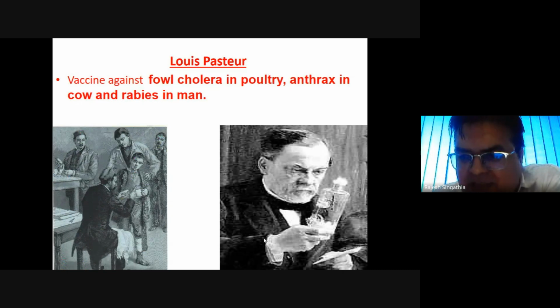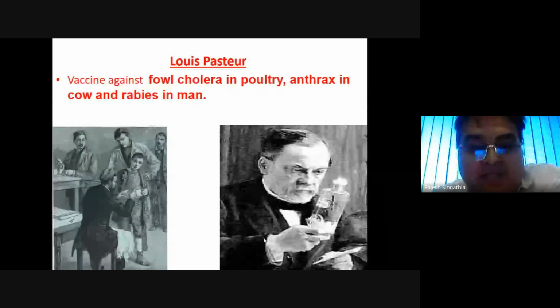It killed a large number of sheep, and the disease was also affecting human beings. Pasteur applied the same principle of vaccination to anthrax, and he prepared an attenuated culture of the bacillus after determining the conditions that led to the organism's loss of virulence. So he prepared the anthrax vaccine on a similar principle. Then he also worked on rabies, and he prepared an inactivated vaccine for rabies.